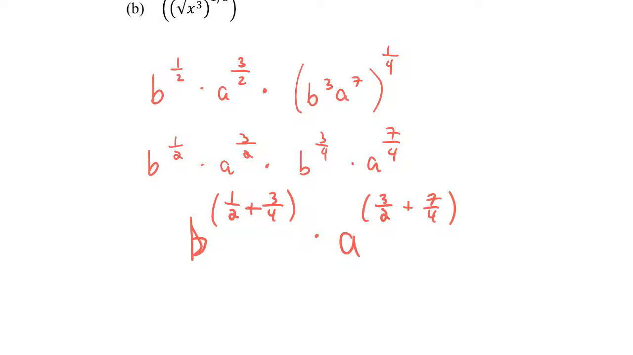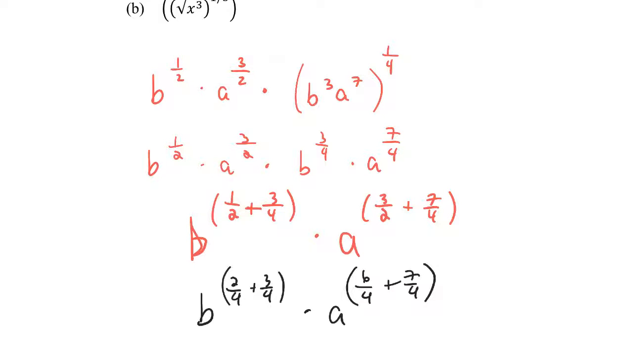Common denominator is obviously 4. This becomes b to the 2/4 plus 3/4 times a to the 6/4 plus 7/4. Which gives me a final answer of b to the 5/4, a to the 13/4.